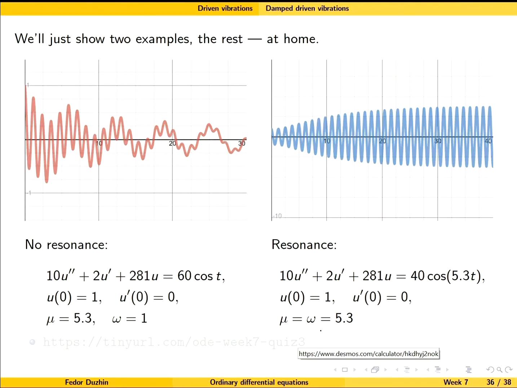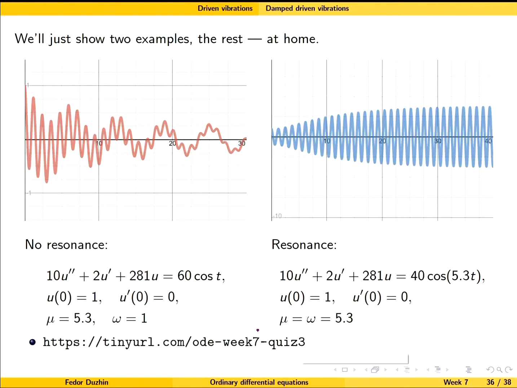If there is no resonance, then because of damping, the natural oscillations of the spring mass system are going to eventually disappear, and the system is going to follow the driving force. With resonance, we are going to see a similar effect as with undamped oscillations, only now, of course, damping is not going to allow the amplitude of oscillations to increase to infinity, so eventually the amplitude is going to stabilize.